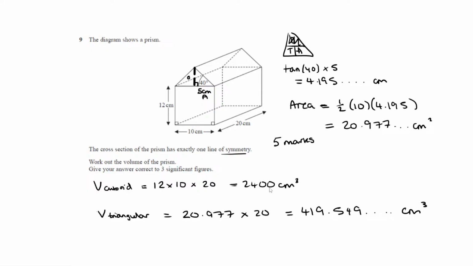Now, the volume of the prism is then those two added together because they're two separate prisms, aren't they? So add those together. You should get 2819. Now, what do they say? Three significant figures. So now I can round it. I don't like to round anything until the end.